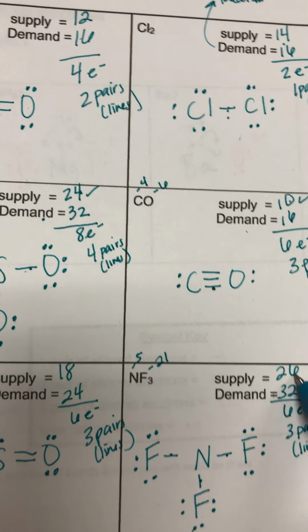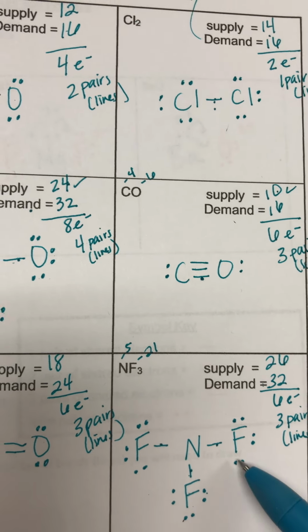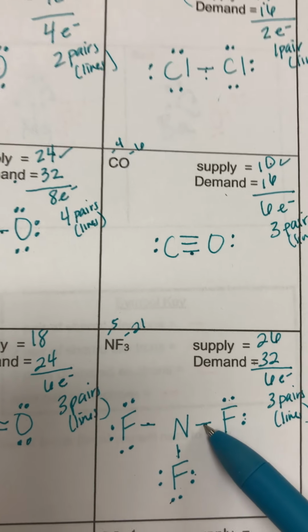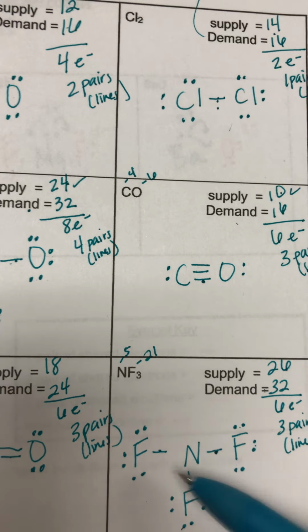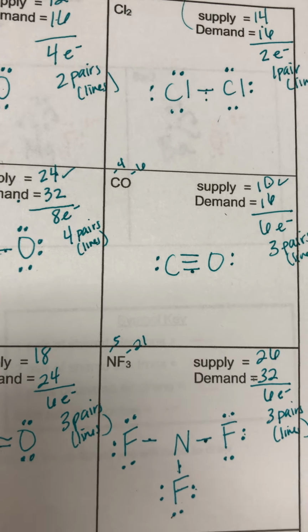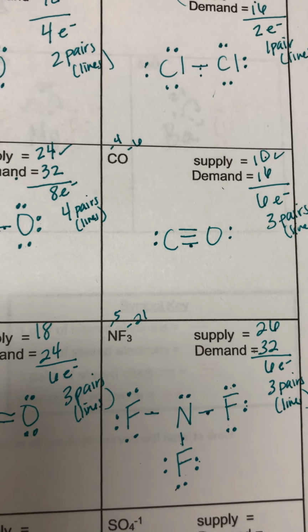So let's do a head count. Do I have 26? 2, 4, 6, 8, 10, 12, 14, 16, 18, 20, 22, 24. So I need 2 more. Can't put any more on fluorine, so I have to look at nitrogen. Nitrogen only has 6 right now, so I can put my last two there on top of nitrogen.